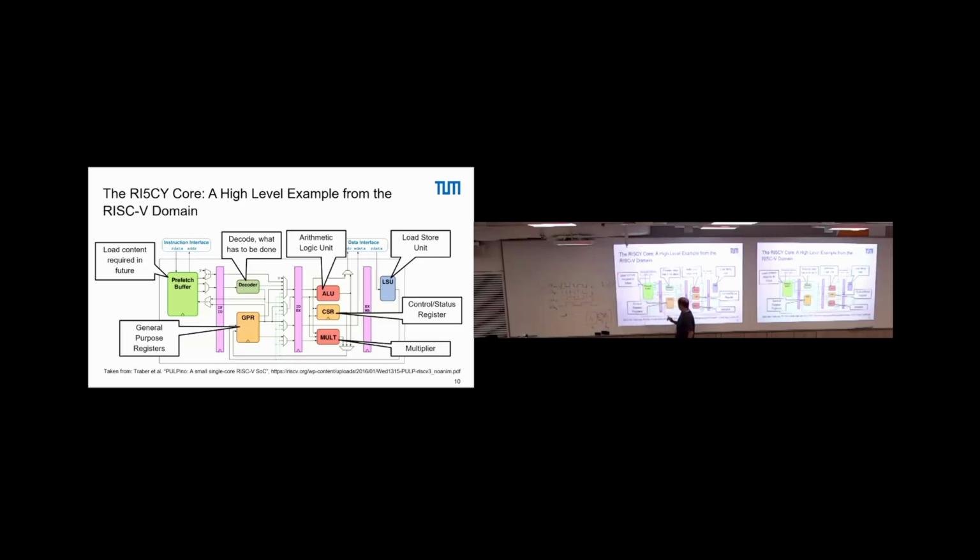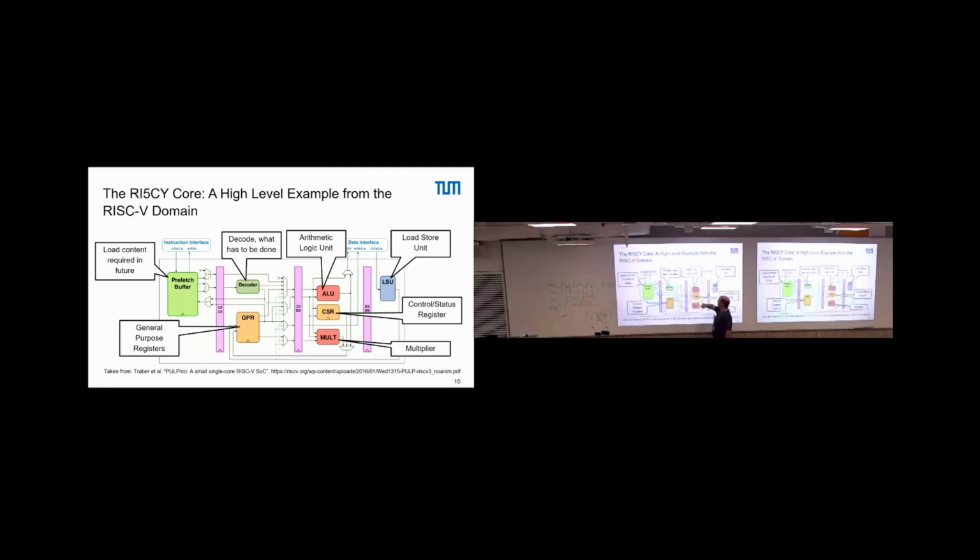Then, from the instructions, before we can do this, we need to decode whatever comes here. So we have a kind of state machine, a decoder here, that tells us what actually to do.